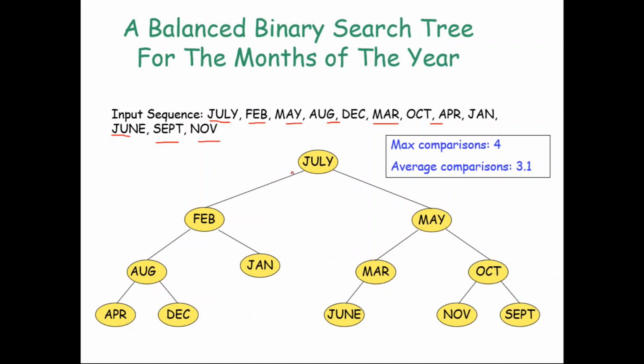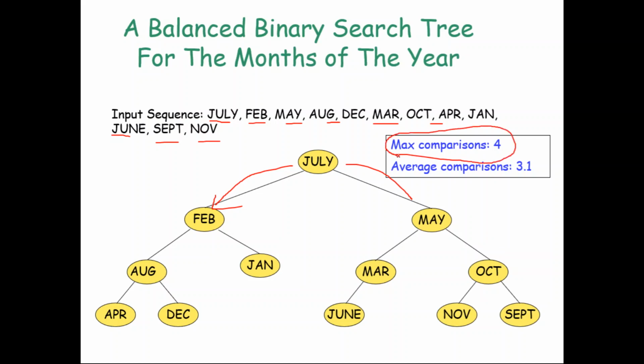Okay, I think I need not explain, you can understand. First the root node is July, and then F is less than J, so Feb comes here. M is greater than J, so May comes here, and so on and so forth. So in this binary tree, if you see, the level is only 4. So max comparison is 4 only. Any node can be identified with just 4 comparisons.